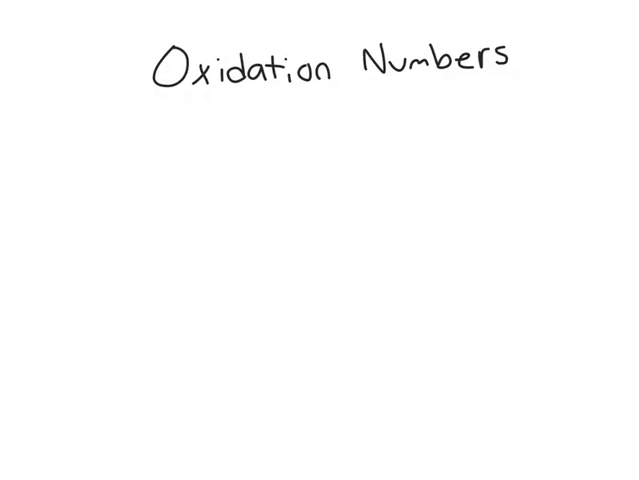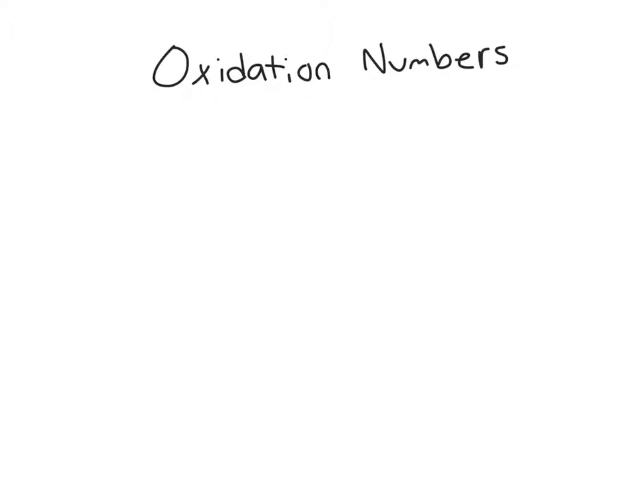In this video, I want to show you how to assign oxidation numbers. Oxidation numbers are just numbers used to differentiate where electrons are located within a compound. So we're going to assign specific numbers to elements in a compound.